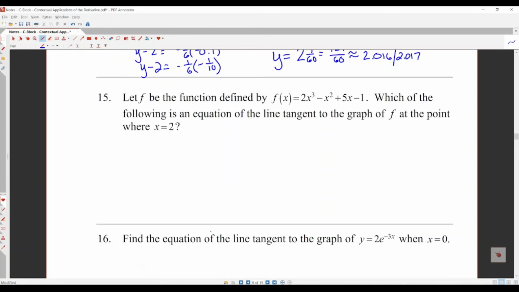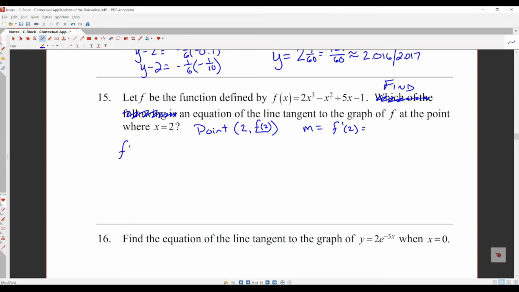Number 15, let f be the function defined by this. This wasn't originally a multiple choice question, so we should just say find an equation of the line tangent to the graph at the point where x equals 2. So that means I need, first of all, a point, not just an x, so that's going to be the point (2, something), and then I need the slope. Well, the slope we know is f prime of 2, so we'll find that in just a minute. The y-coordinate of the point is just whatever f of 2 is.